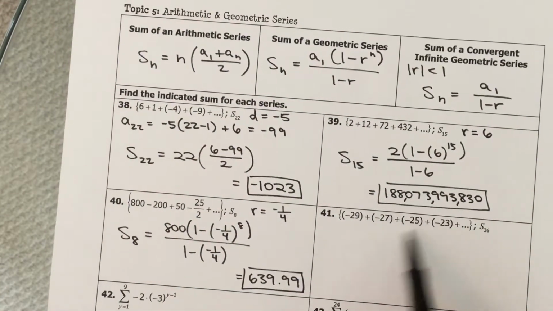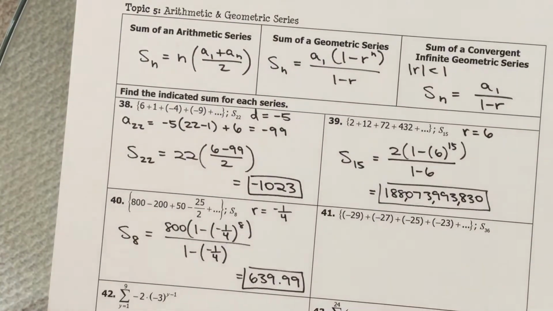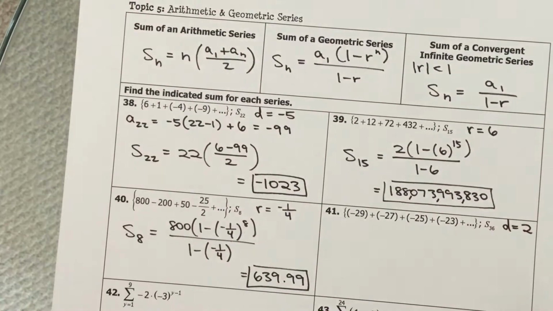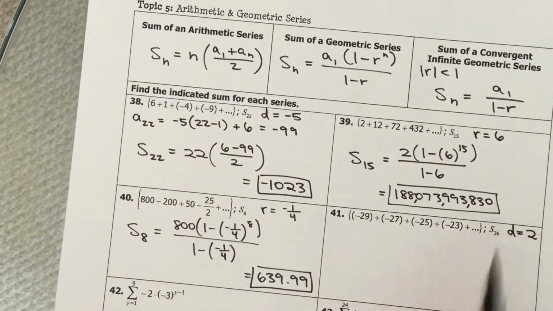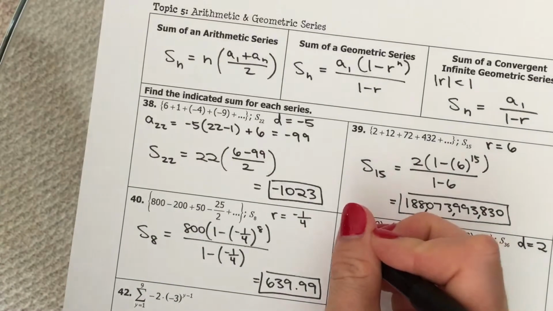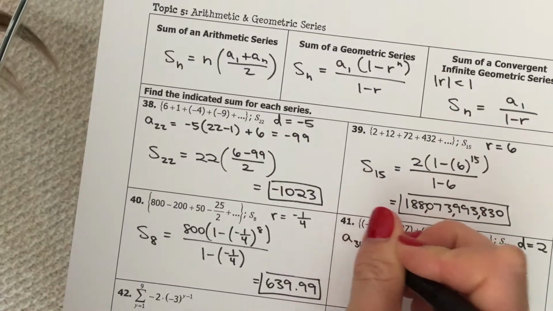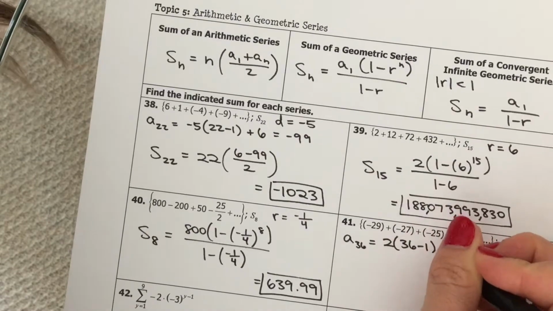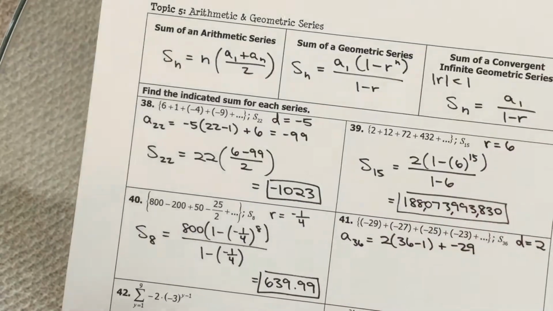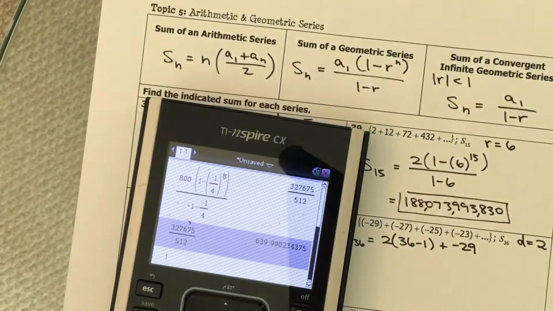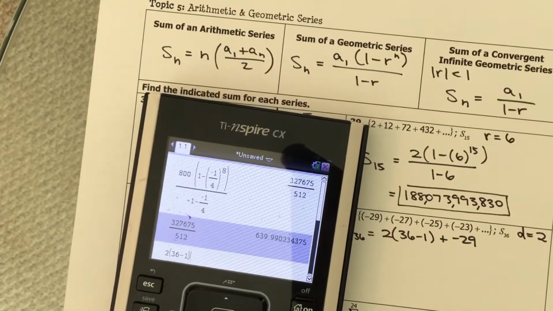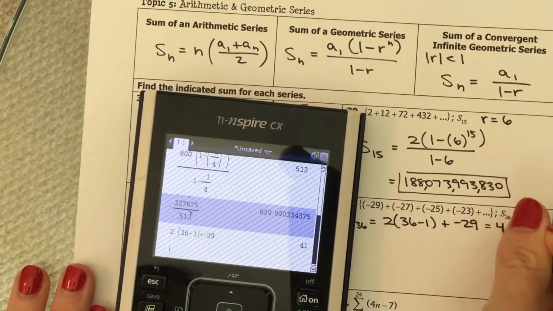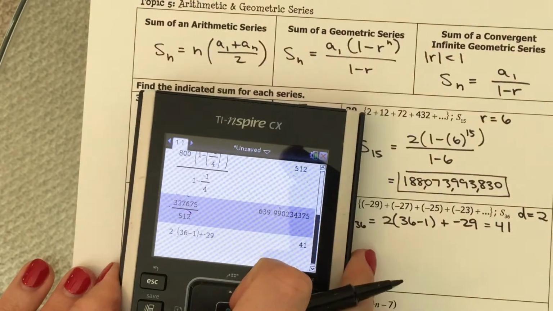Okay, this next one, definitely arithmetic. You can see it's just going up by 2 each time. So the common difference is 2. We can use the common difference to figure out the 36th term. So the 36th term, we have the common difference times n minus 1 plus the starting value. Okay, so the 36th term would be 41.